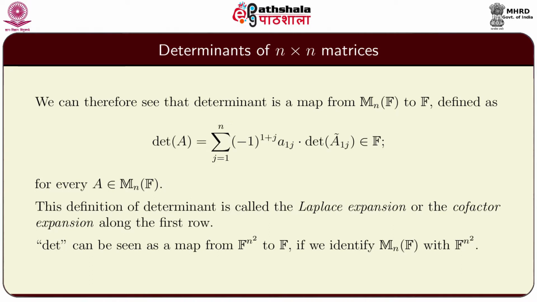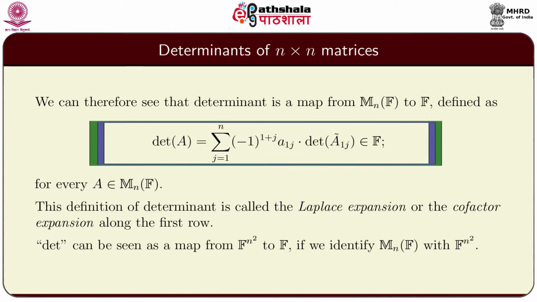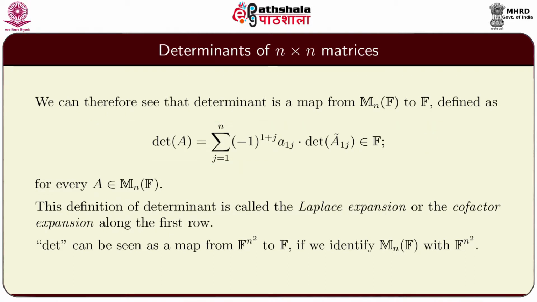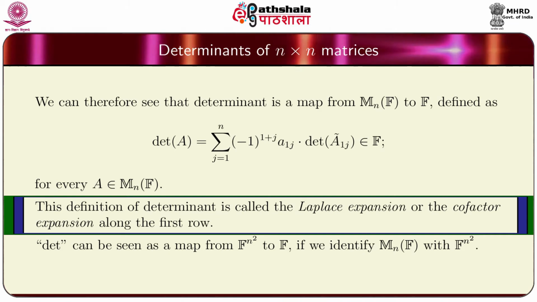We can therefore see that determinant is a map from M_n(F) to F, defined as determinant of A is equal to summation j equal to 1 to n, (-1) raised to 1 plus j, a_1j times determinant of capital A_1j tilde, and that is a scalar belonging to the base field F. This is defined for every n cross n matrix A over F. This definition of determinant is called the Laplace expansion or the cofactor expansion along the first row.